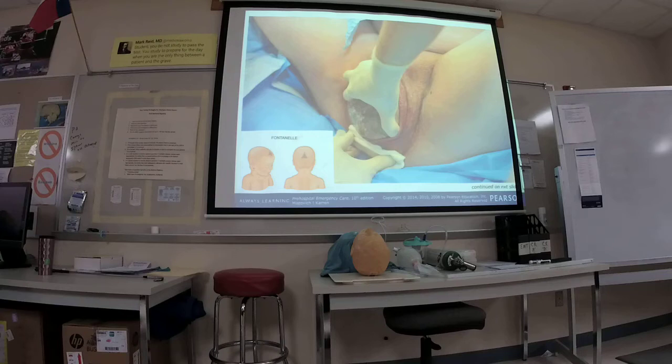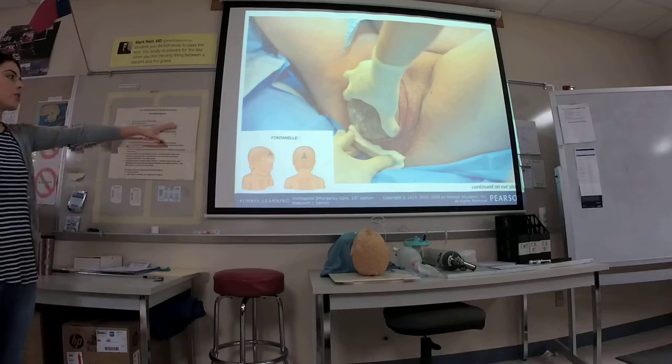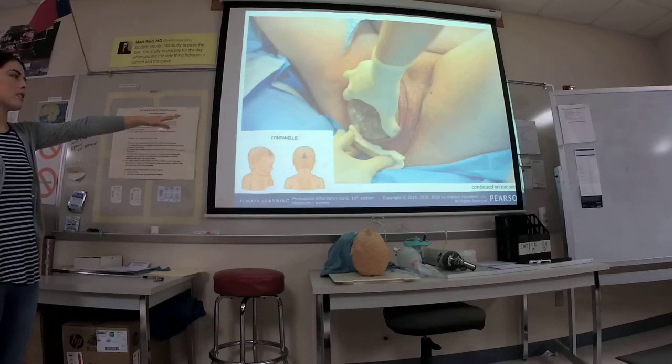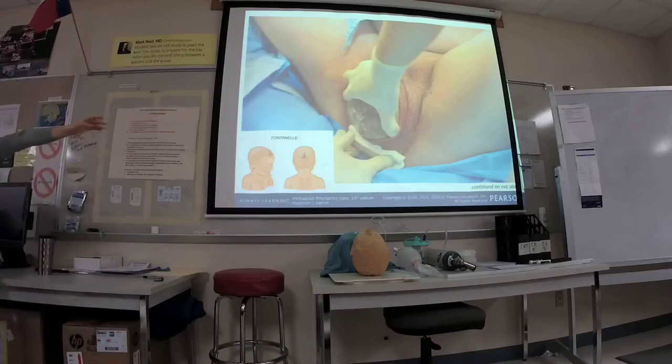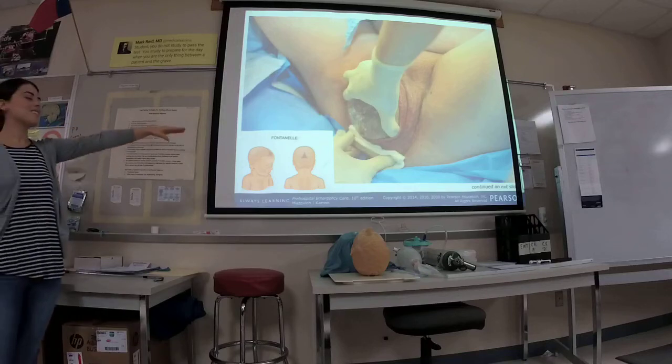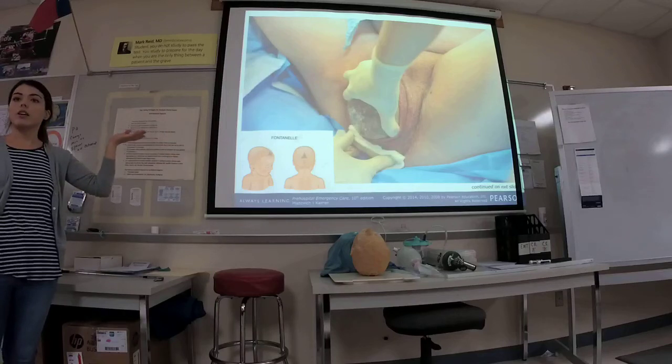Sometimes whenever you're at this part of the delivery, I don't know if you noticed, there's a little gauze there. If you put slight pressure on the perineum, is that how you say it? Perineum, which is the area between the vagina and the anus, this can prevent tearing.